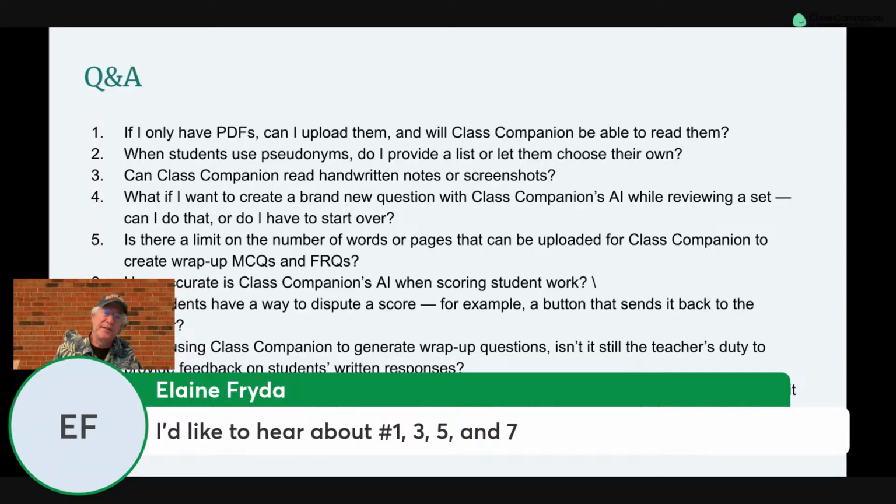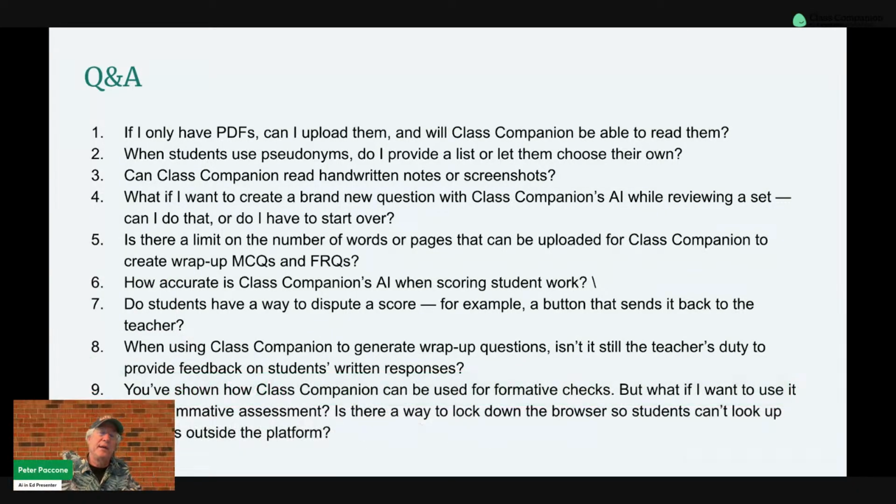The beautiful thing there is the students. Class Companion has built in a dispute feature. So if the student looking over their scores says, I'm not quite sure this is right, well, they can just click the little button, the dispute feature, and then the message comes to you right away that the student is disputing the score. If you want, you can pre-program the settings there and require the student to first offer up some kind of explanation. I don't.